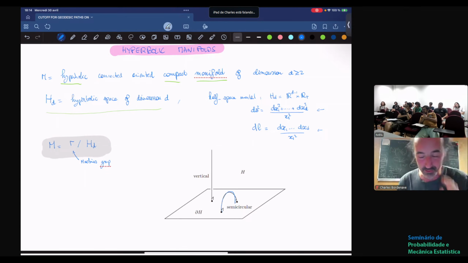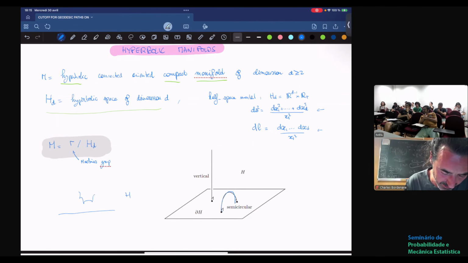And the good way, at least for this talk, to think about my hyperbolic manifold is that it is a quotient of the hyperbolic space of dimension D by some subgroup of isometries of H^D, which are called Möbius groups. So the picture that you should have in mind, my picture will be wrong, but it's fine, there will be a fundamental domain of my group gamma.